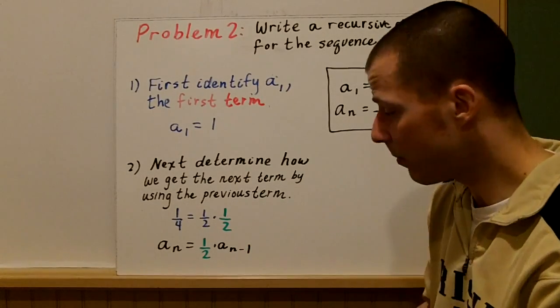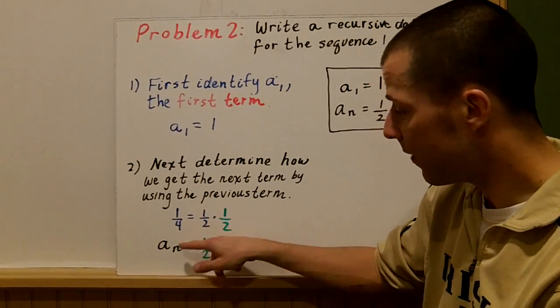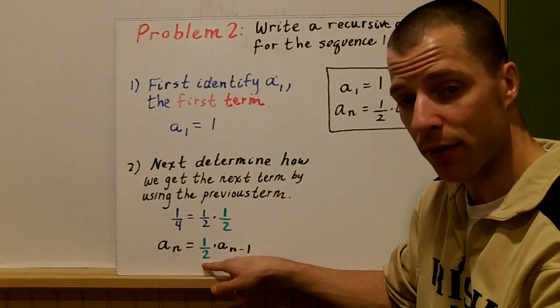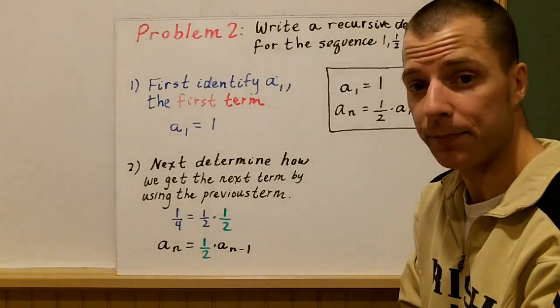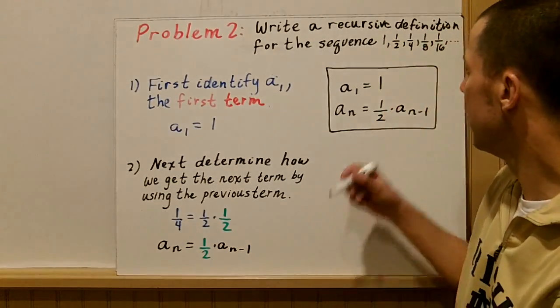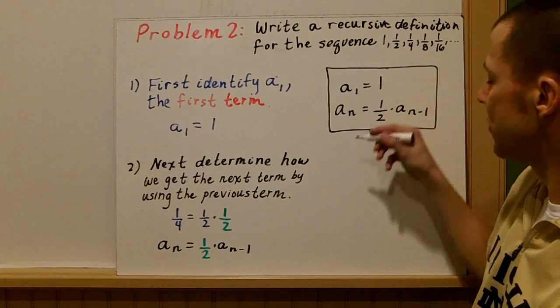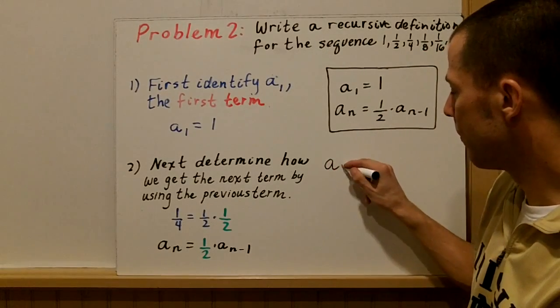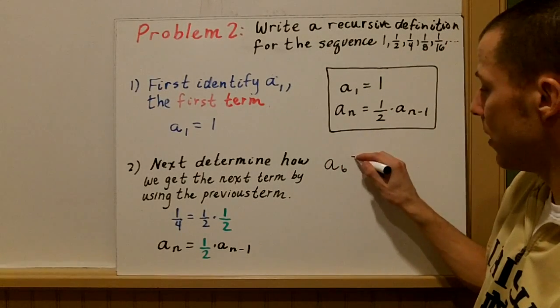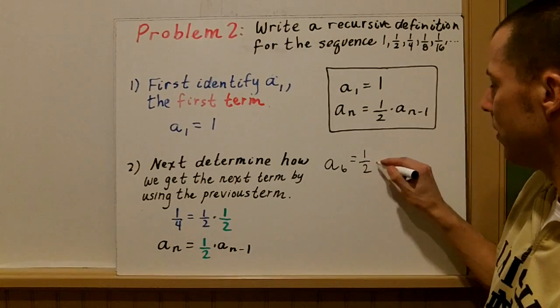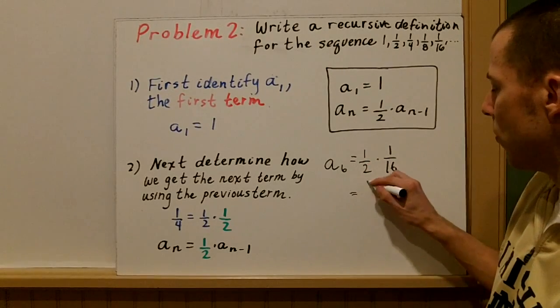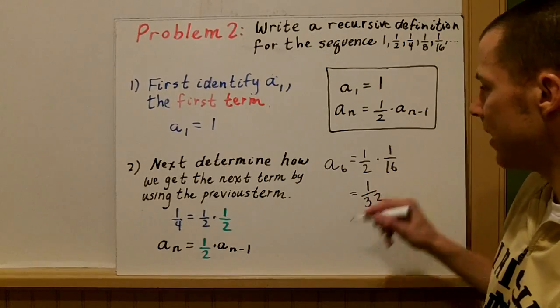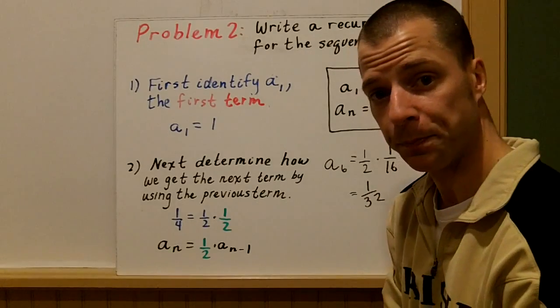I've got the pattern. I know that if I take the previous term, any previous term, and multiply it by 1/2, I get the term I want. For example, if I want the sixth term, all I have to do is take 1/2 times 1/16, and I get 1/32. That is the sixth term.